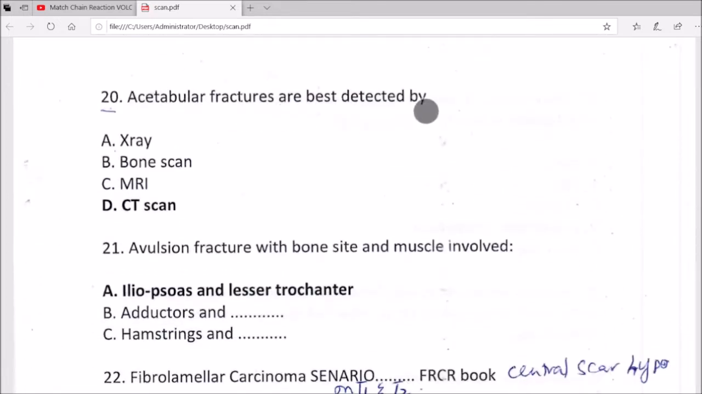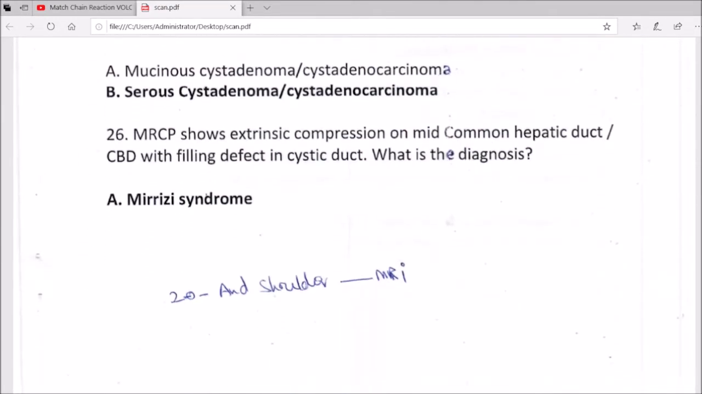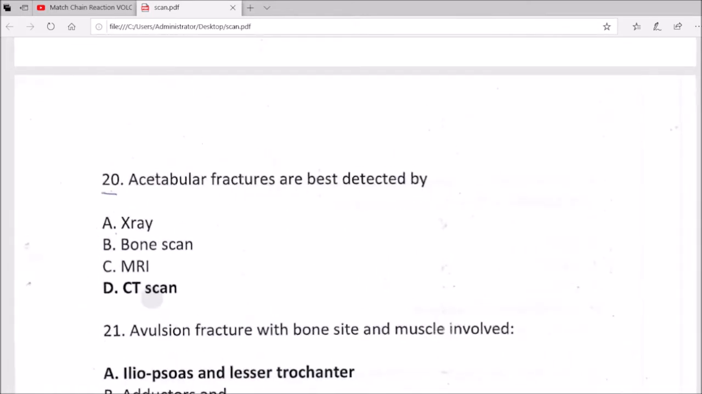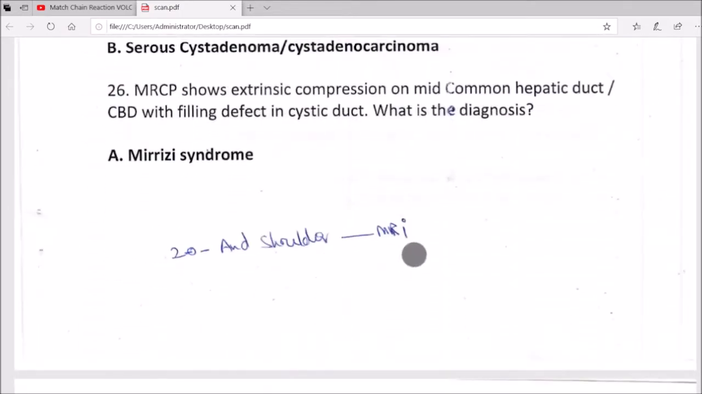20. Acetabular fracture of the pelvis is detected by CT scan, and shoulder by MRI. Acetabular fractures are best detected by CT scan, and shoulder fractures are best detected by MRI.